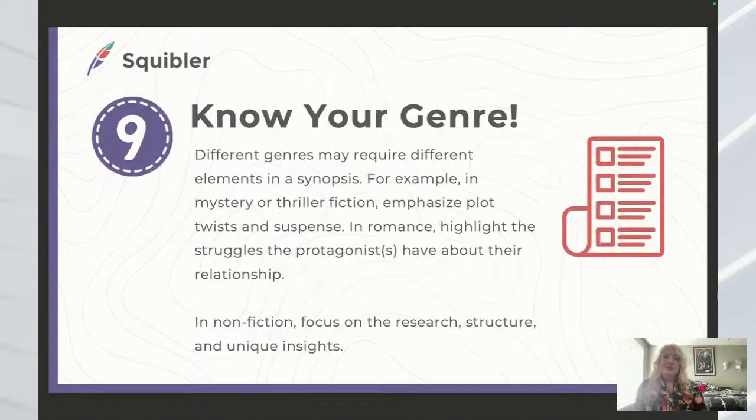Number 9, make sure you know your genre. Different genres require different elements in a synopsis. For example, in a mystery or thriller, you want to emphasize the plot twists and the suspense. In romance, you want to highlight the struggles the protagonists have about their relationship. In nonfiction, you want to focus on the research, the structure, and the unique insights that you're going to bring with your study.